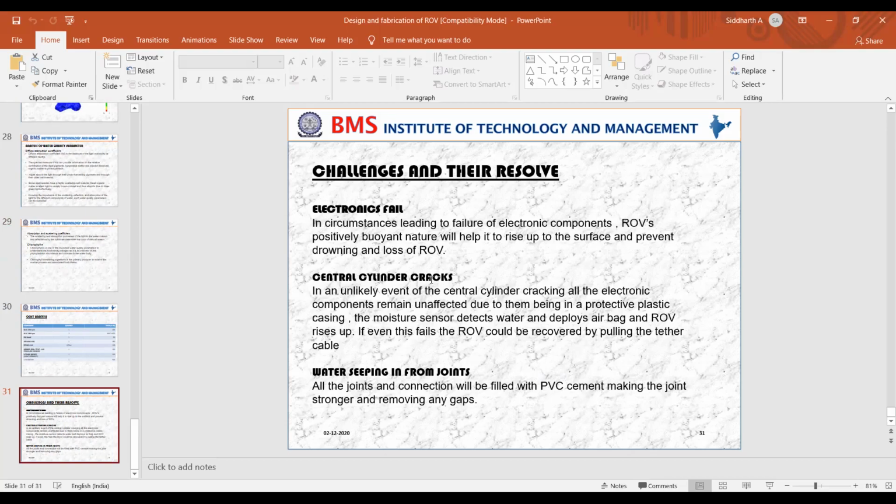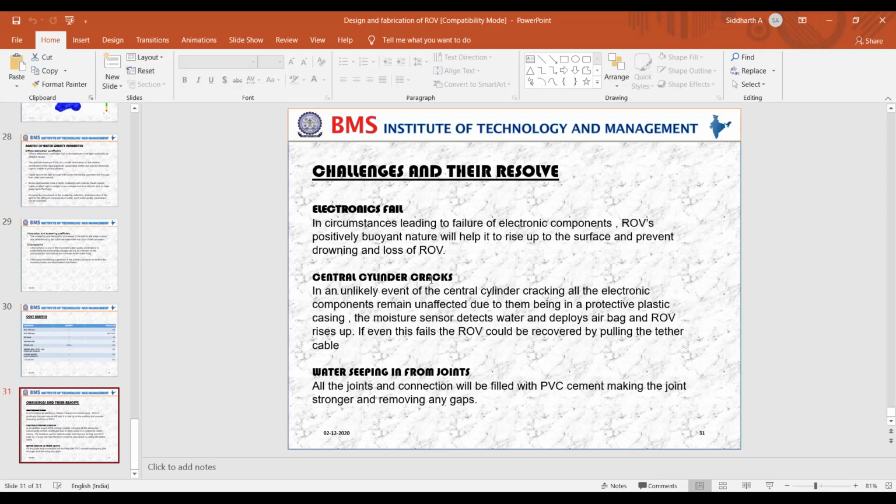Next, what if the central cylinder cracks and the water enters inside? So water seeps inside, not enters inside. Obviously, the electronics are going to fail, and we are going to make sure that we have a protective plastic casing on the electronics so that they don't get damaged. So there'll be a moisture sensor. It's a plan which we are thinking of. It's very highly unlikely that the central cylinder cracks. But yes, if it cracks, we are planning to make a moisture sensor which detects signs of water and deploys an airbag due to which there is positive buoyancy and the ROV rises up.